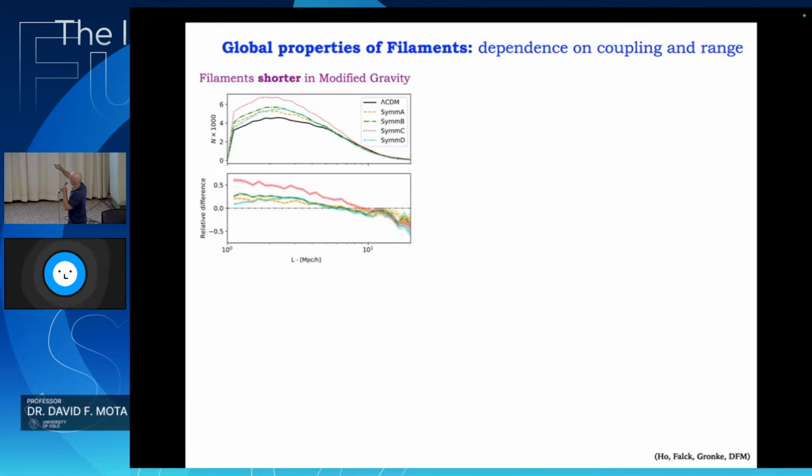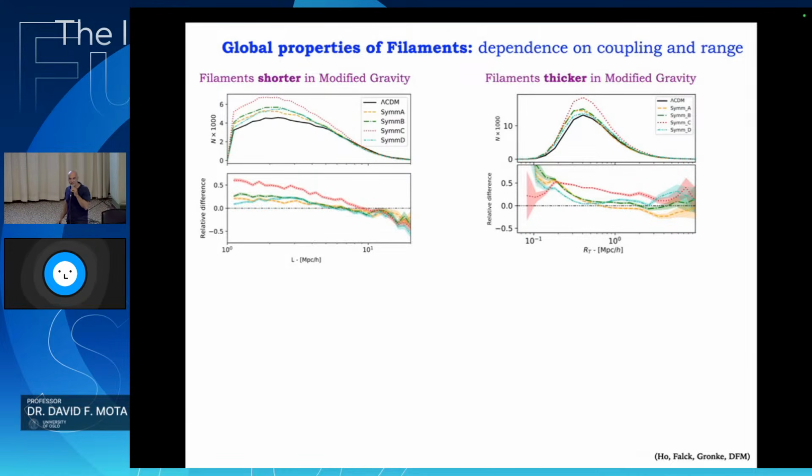Okay, so what we can find is that if we look at the symmetron, the number of filaments and the size of the filaments, so on the x-axis we have the length of the filaments, and that's the number of filaments with that length. Filaments are usually shorter in theories of modified gravity. Okay, and the reason is that since there is the fifth force, there's more clustering, so the filaments will not be so long, but will be a bit more compact. So it's natural that, as you can see, there are more filaments in the symmetron model than in the lambda CDM black line. So filaments are shorter in modified gravity.